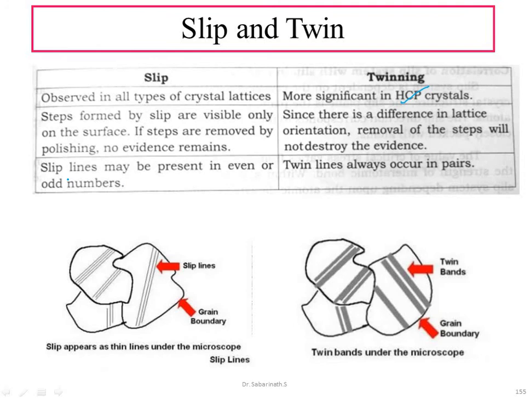Okay. Now here the slip lines may be present in even or odd numbers. So the twin lines always occur in pairs. Okay. On the last slide we have seen that the slip lines are very thin. Here you can see they are very thin, but twin lines are like thick bands. This is how we can identify it through a microscope. So that's all about slip and twinning.